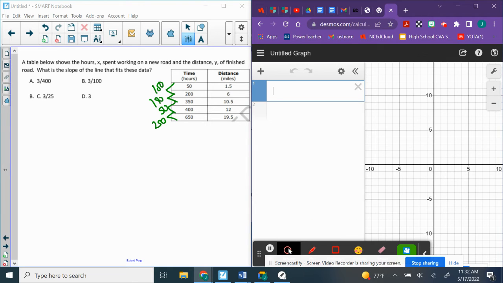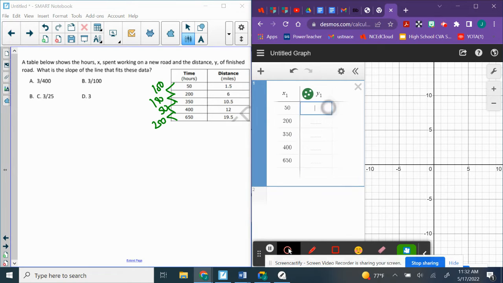So we're going to go to our graphing calculator. You're going to go up here to the equals. We're going to add a table, and we're just going to type in the numbers that are given. 50, 200, 350, 400, 650. And you can go over to Y.